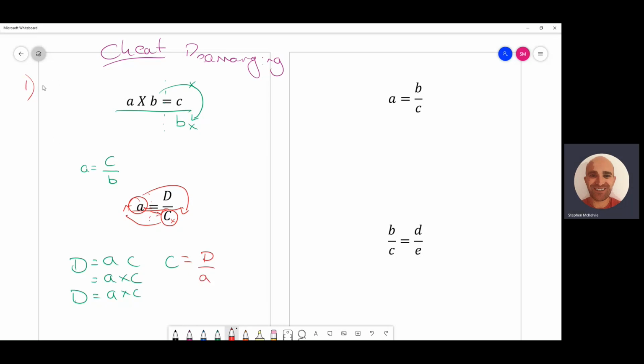So number one, if it crosses the equals sign, then it goes to the other side of the line. And number two, if you've got something on the top, you can swap it with the bottom, and it will still be mathematically correct.